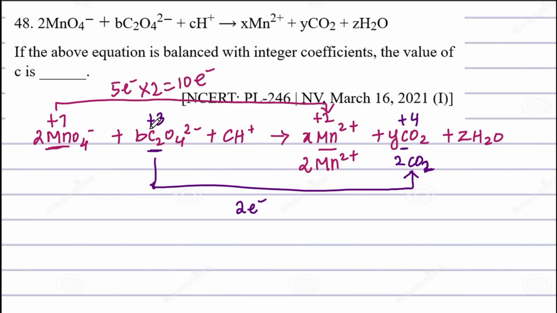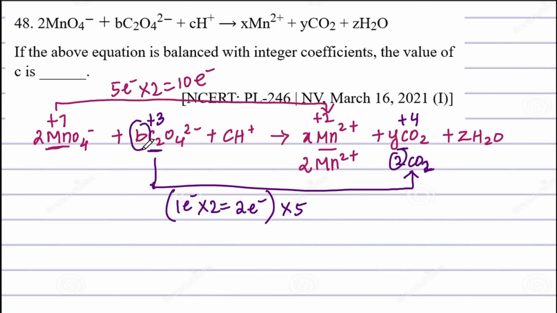In the oxidation of oxalate ions, C2O4 2 minus, the difference in oxidation state is 1 electron, but 2 atoms are involved. So 1 into 2 gives 2 electrons. But the number of electrons gained is 10, while the number of electrons lost is 2 only. So how to equate that? Multiply the oxidation half reaction by 5. That means you have to multiply the coefficient also by 5.